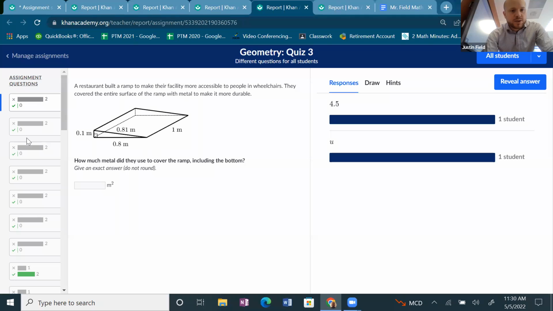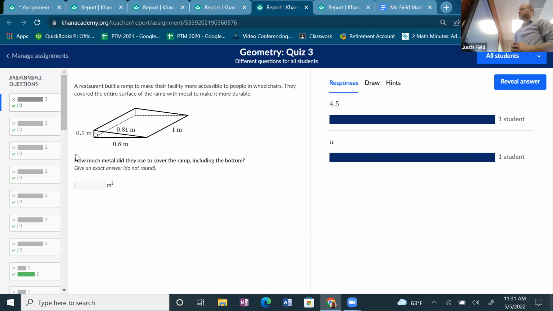Now, how about this one? This one is a word problem, and the first thing I'm thinking is, are we looking for surface area or volume? It says a restaurant built a ramp to make their facility more accessible to people in wheelchairs. They covered the entire surface of the ramp with metal to make it more durable. This is a surface area question. We're covering the surface with metal. How much metal did they use to cover the ramp?